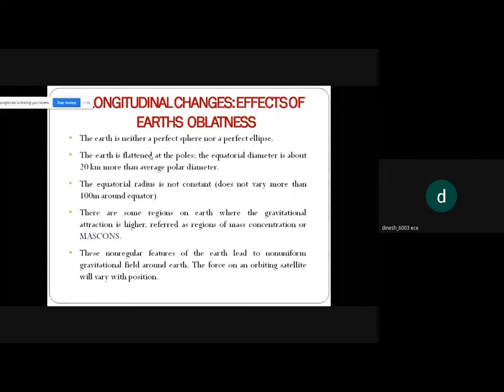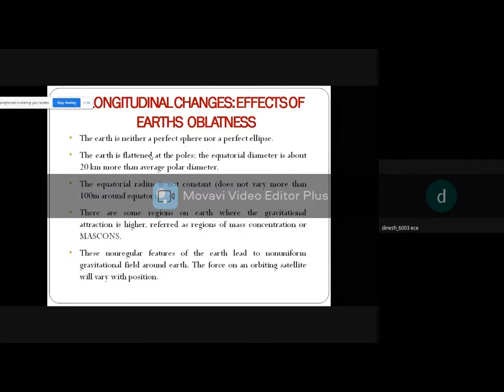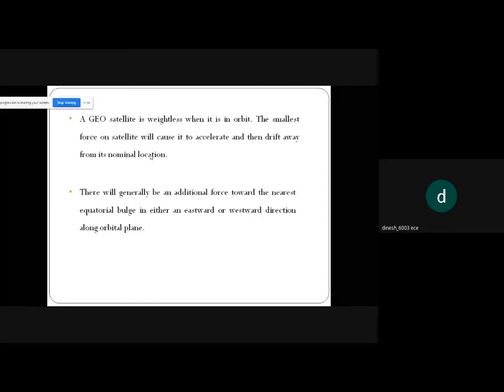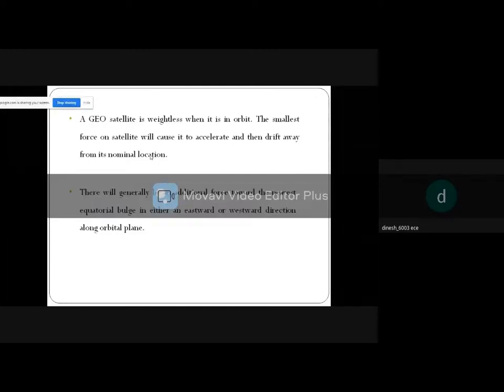So this is a resultant of the force on an orbiting satellite that varies with its position. Okay, the position also will vary. So this is the diagram for that. Now we'll see the geo satellite. When a geo satellite is in orbit and it is weightless, the smallest force on the satellite will cause it to accelerate and then drift away from its nominal location. In addition, there will be an additional force towards the nearest equatorial bulge, either in the eastward direction or the westward direction.